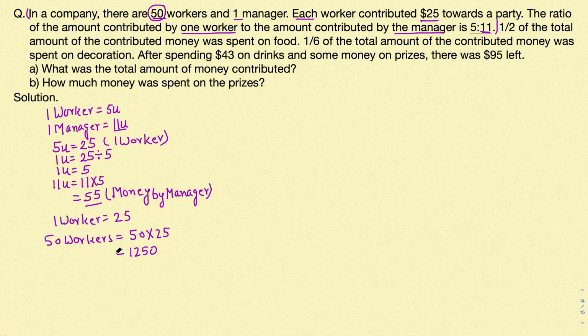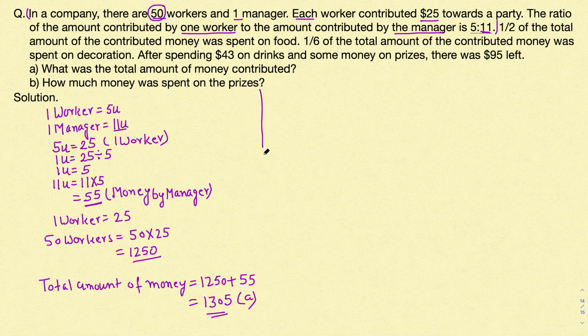The total amount of money will be the amount contributed by these 50 workers plus the amount contributed by the manager. So the total amount of money will be how much? 1250, that is contributed by 50 workers, plus an additional $55 by the manager. So that will give you $1,305. Okay, so that's your answer for part A.